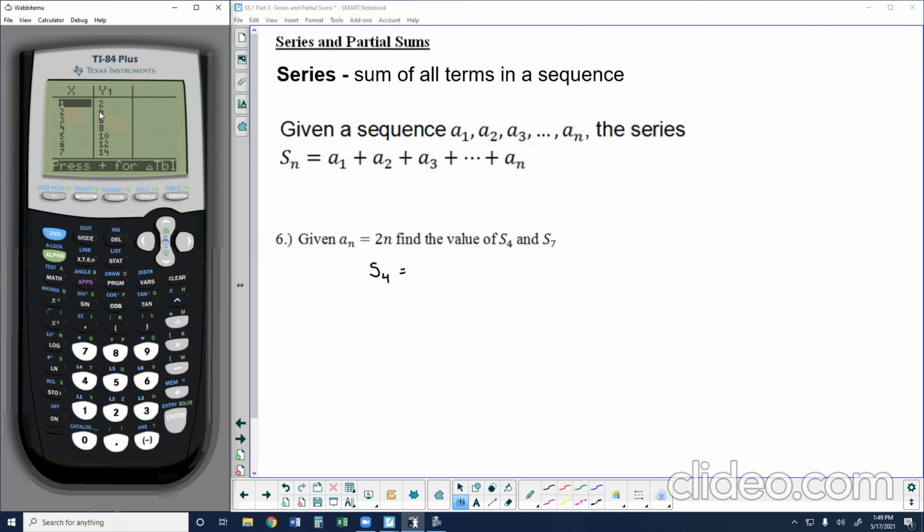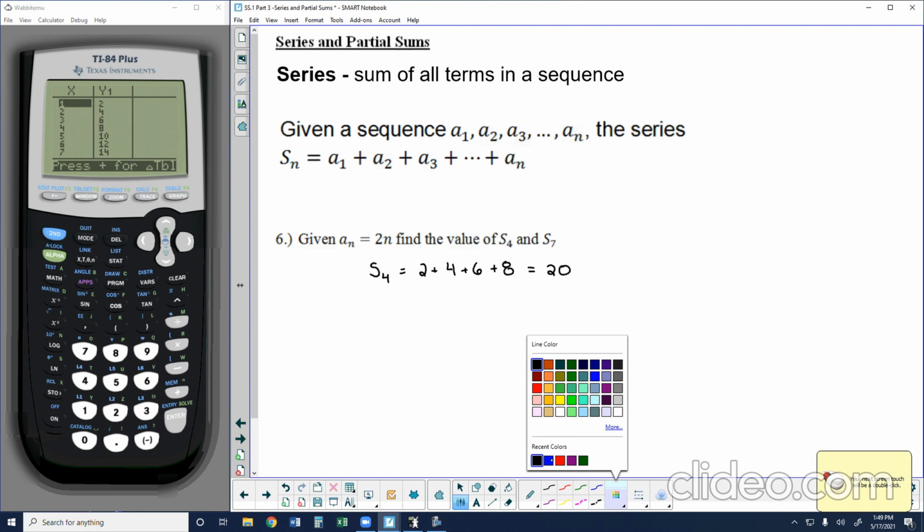The first term, as I look in my calculator, is 2. The second term is 4. The third term is 6. And the fourth term is 8. So 2 plus 4 plus 6 plus 8 gives us 20. So the series of the first 4 terms of our sequence here is 20.